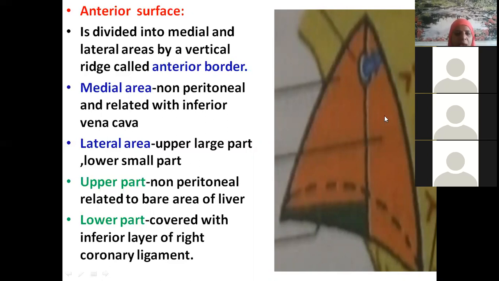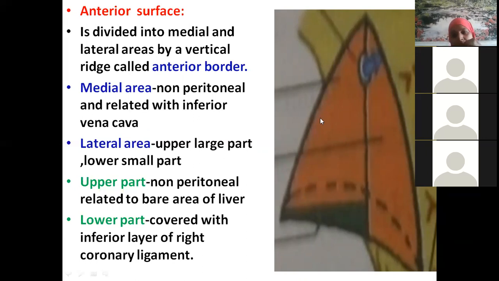The medial area is not covered with peritoneum and it comes directly below the inferior vena cava. We have seen just now that this area is very close to the inferior vena cava. Then the lateral area is further subdivided, you can see with this dotted line. The upper part is non-peritoneal and related to the bare area of the liver, and the lower part is covered with the inferior layer of the right coronary ligament of the liver.